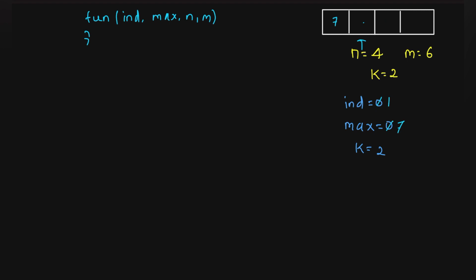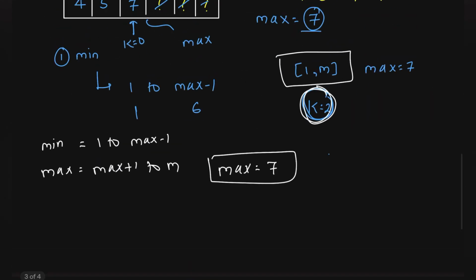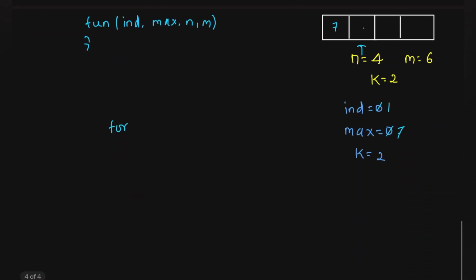So simply I will run a loop. Say for example I want to insert a minimum number here. What I told you is, in order to insert a minimum element I have the range from 1 to max minus 1, and in order to insert a maximum element I have the range from max plus 1 to m. So let's try to put a minimum element over here. So simply I will run a loop from i equals 1 to max minus 1, right?